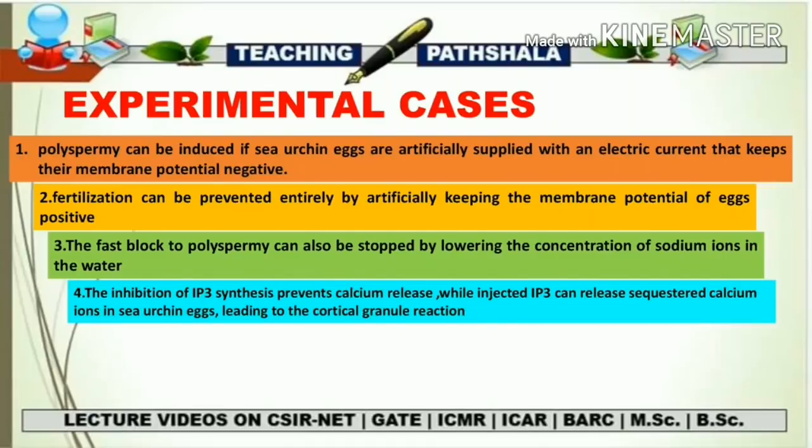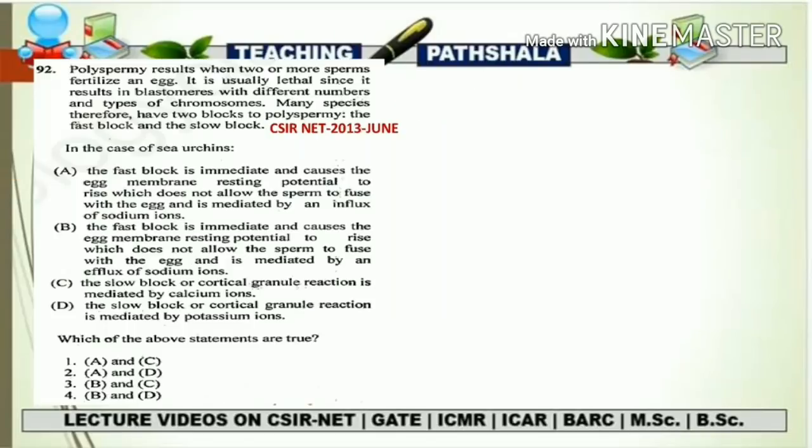The last experimental case is that inhibition of IP3 synthesis prevents the calcium release, while injected IP3 can release the sequestered calcium ions in a sea urchin egg, leading to the cortical granule reaction. I have already explained this in the previous slide: if there is an absence of IP3, there will be no release of calcium, and hence no activation of cortical granules. In the second condition, if you inject IP3 from outside into the egg, there will again be a natural release of calcium ions, and that is going to help in the cortical granule reaction.